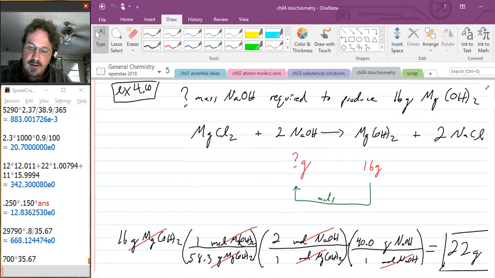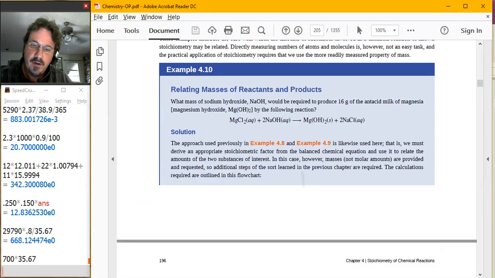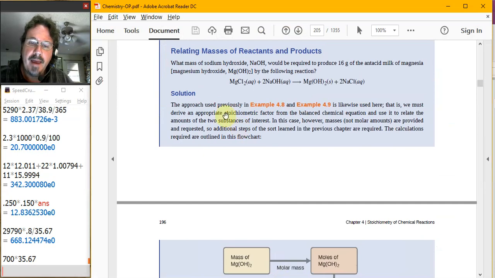Example 4.10, let's pull that up here. 4.10 says what mass. So now instead of asking me for moles, they're asking me for grams, mass. What mass of sodium hydroxide is required to produce 16 grams of antacid milk of magnesia, which is magnesium hydroxide? And they give me the reaction.